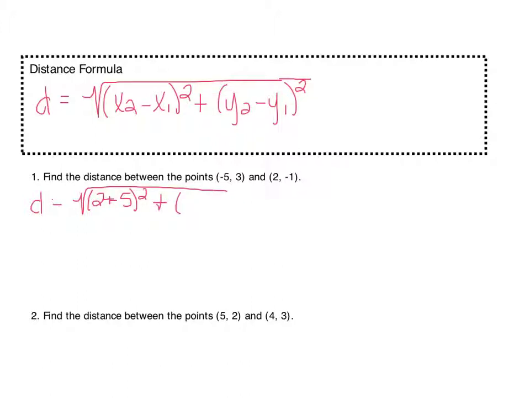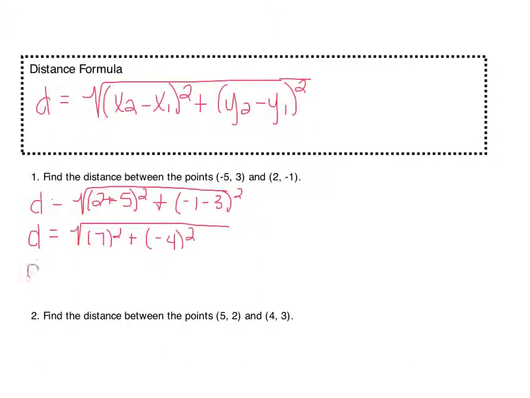And then I have to do my y values, which I had backwards. y2 is 1 minus 3, and I have to square that. So now our next step is going to be to work out what's in the parentheses. Well, negative 2 plus 5 is 3. So I have 3 squared, plus 1 minus 3 is negative 2 squared.